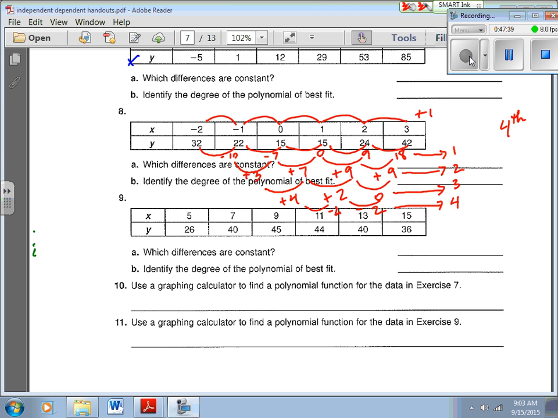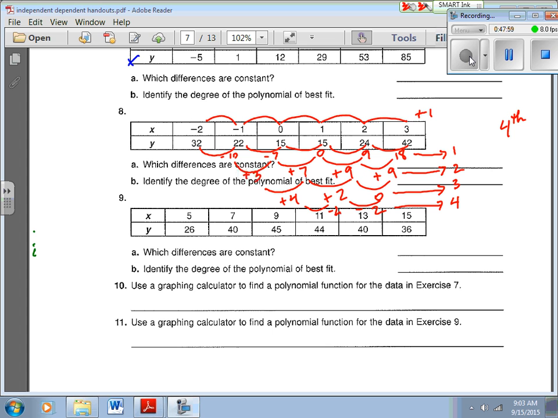Which differences are constant? The 4th differences. And identify the degree: it would be a 4th degree polynomial. So it would be something x to the 4th power, x to the 3rd, plus x squared, plus x, plus an unknown constant. Yeah?